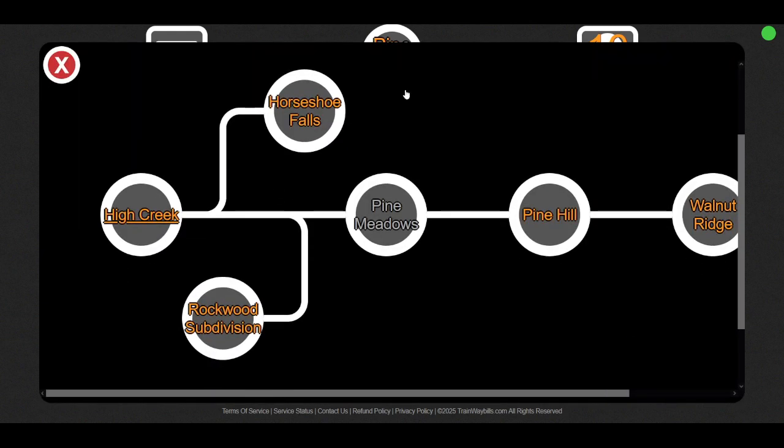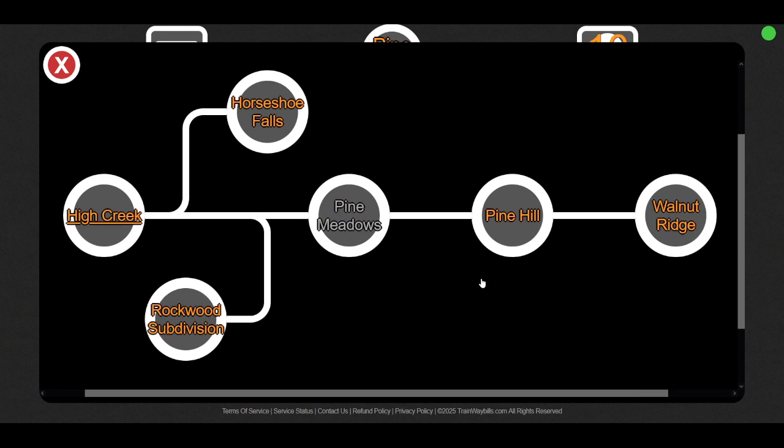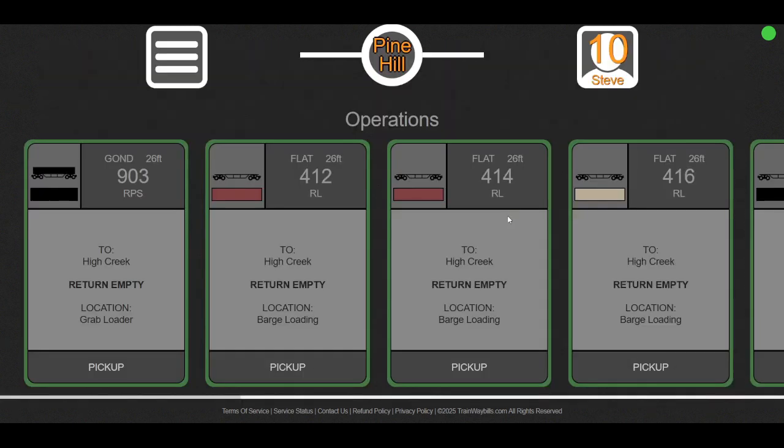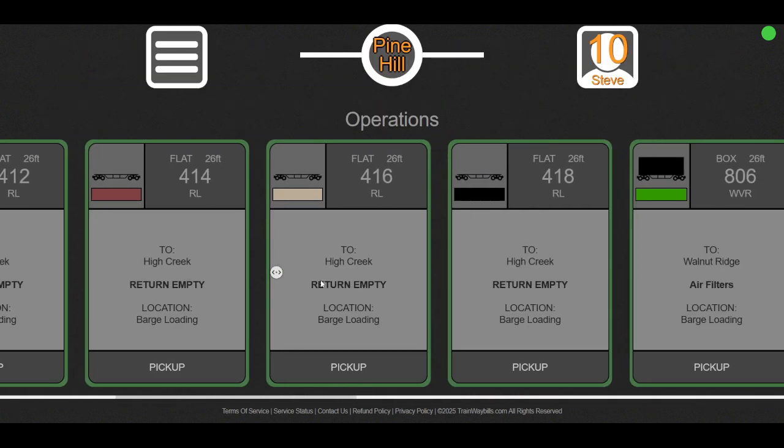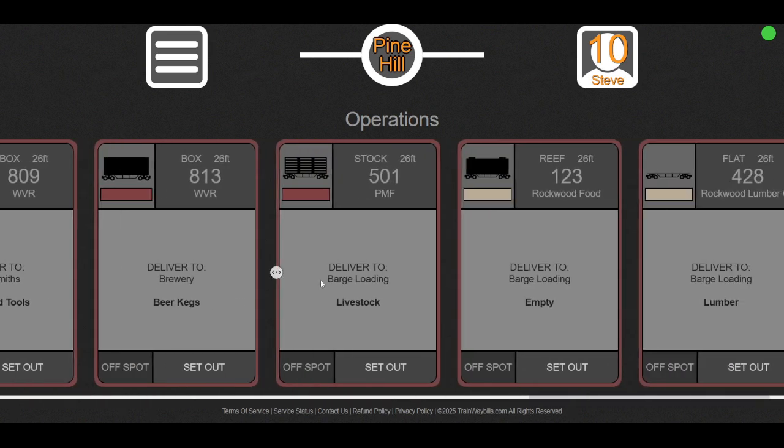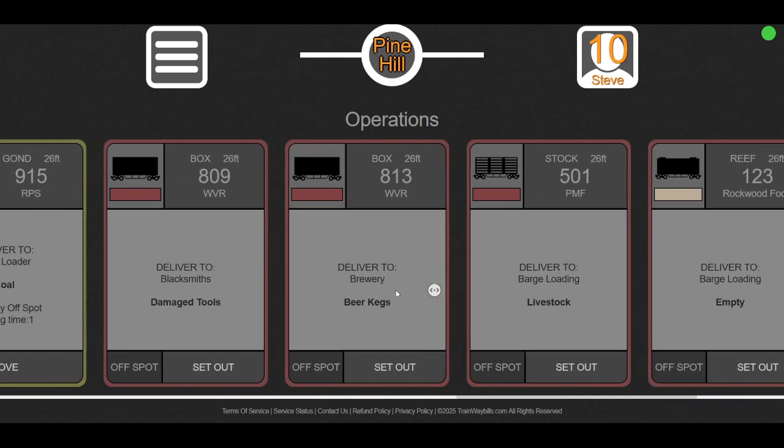Once we arrive, again, we can take our device out. We click the navigation menu here, and we've arrived at Pine Hill. So we're going to click there. So as you see, Pine Hill's a bit busier. The switch list is slightly bigger, but still, it's nothing we can't handle.